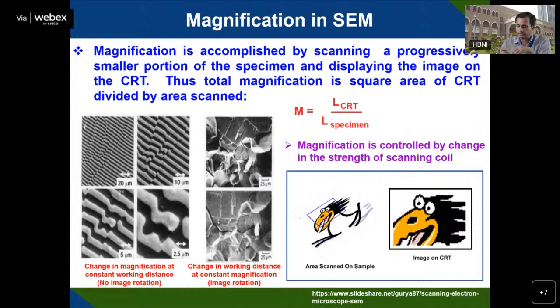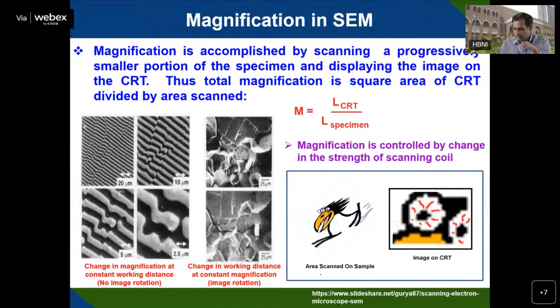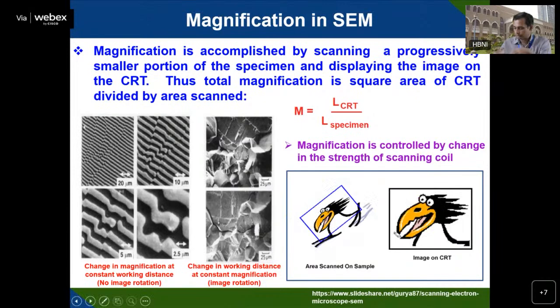Also, you can see here the area scan on the image. You can see here the whole area is scanning, while here only the eyes are scanning in the right image in this case. You can see how the image is getting enlarged.